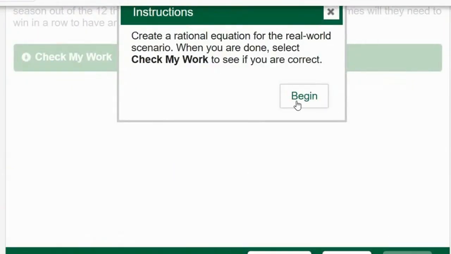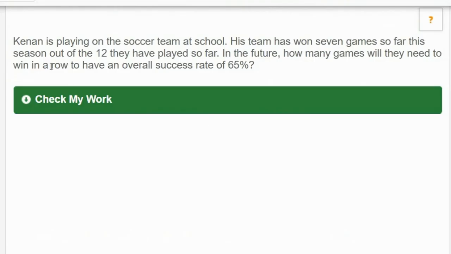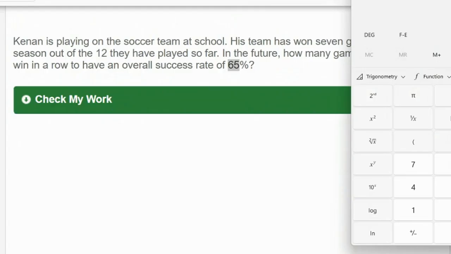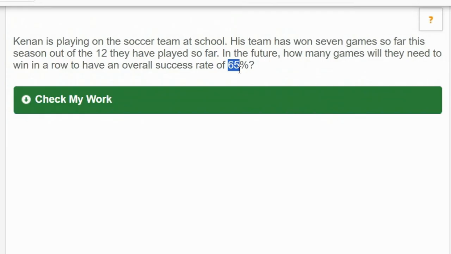They have a second one. Create a rational equation. Keenan's playing on the soccer team. His team has won 7 games out of the 12. 7 out of 12. This is just like the fish example we just did. How many games do they need to win in a row to have an overall success rate of 65%? Right now, there's 7 out of 12. They're at 58%. So how many games do they have to win in a row to bring that up to 65? That works exactly like the fish one we just did.